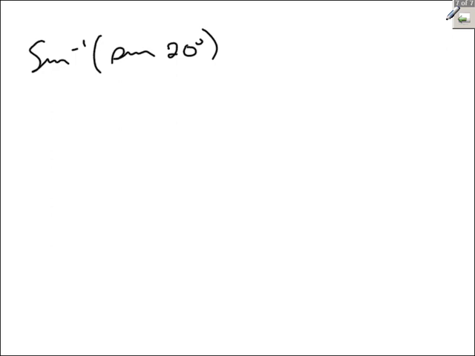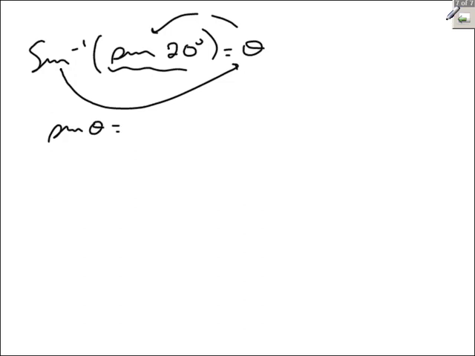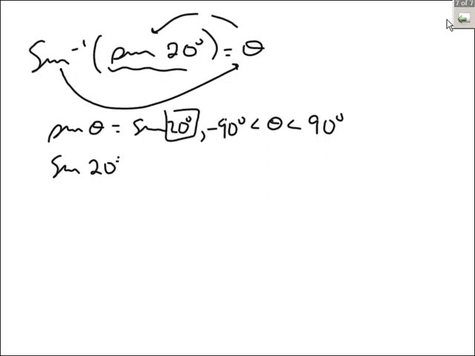Now, sine inverse of something is equal to an angle. The sine of theta is equal to the sine of 20 degrees, and theta must be in between negative 90 degrees and 90 degrees. But that angle is in between negative 90 and 90. That is, if I let theta be 20 degrees, isn't sine of 20 degrees equal to the sine of 20 degrees? So theta is just 20 degrees. Done.